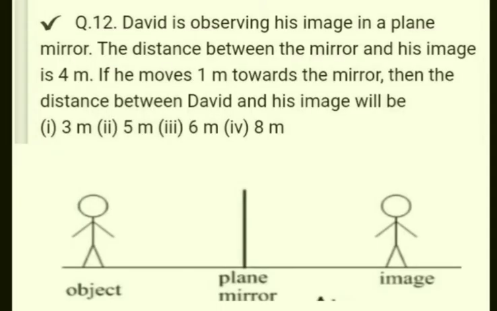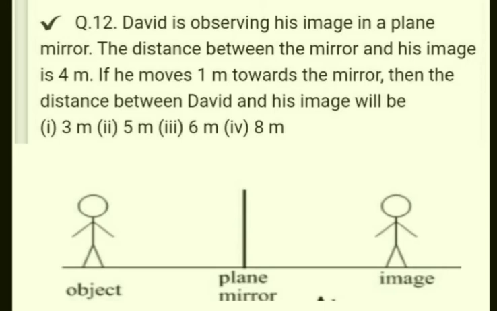Next question. David is observing his image in a plane mirror. The distance between the mirror and his image is 4 meters. If he moves 1 meter towards the mirror, then the distance between David and his image will be 3 meters, 5 meters, 6 meters or 8 meters.